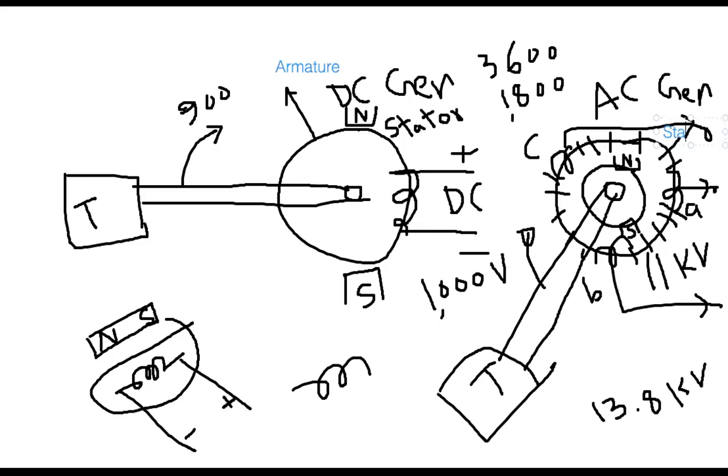The stator remains fixed, and this body is called the rotor. Rotor moves with the help of the shaft and turbine. This means the magnetic field will be placed on the rotor body, and that will rotate.